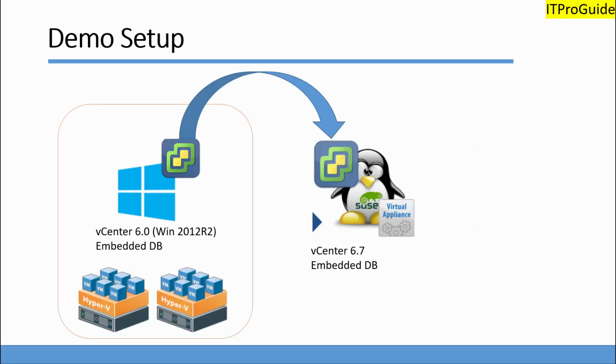For the demonstration, we're gonna use Windows vCenter 6.0 running on Windows operating system 2012 R2, and we are going to upgrade this vCenter version to vCenter 6.7. Both vCenters are using an embedded vPostgres database.